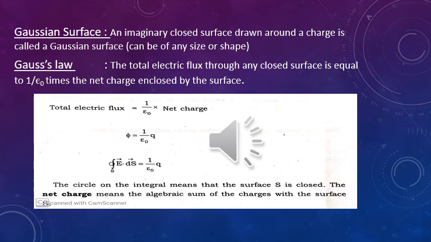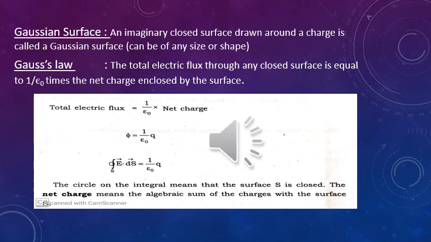Look, the total electric flux is equal to 1 by epsilon 0 into net charge. Electric flux phi is equal to 1 by epsilon 0 into q, where q is the net charge. We had already mentioned phi is equal to integral of E dot dS. Therefore, integral of E dot dS is equal to 1 by epsilon 0 into q. And this is called Gauss's law.